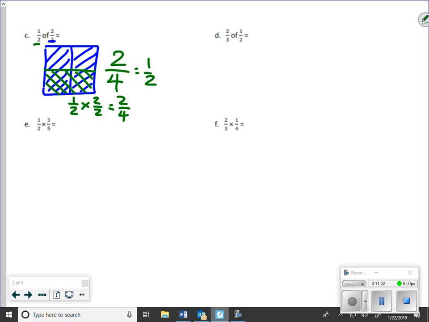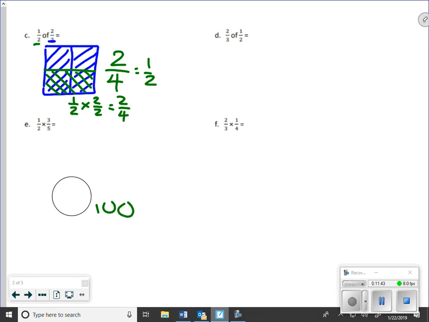If your numerator and your denominator are the same, doesn't matter what the fraction is, it's still 1 whole. If I have 100 pieces out of 100 pieces, it's still 1. Doesn't matter what the fraction is.